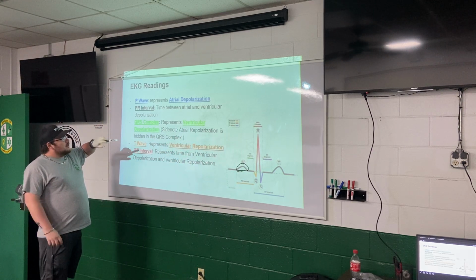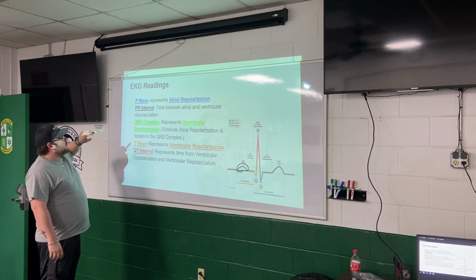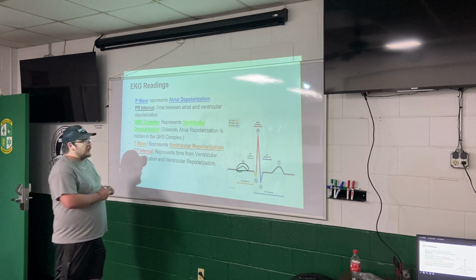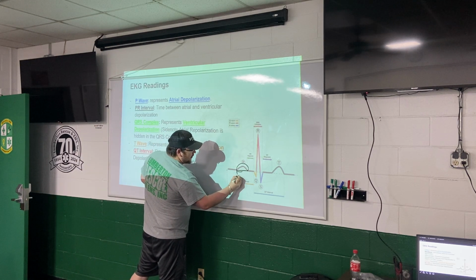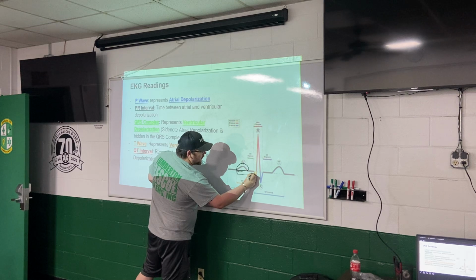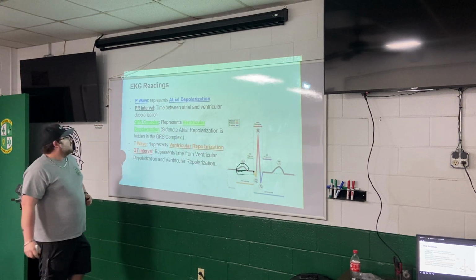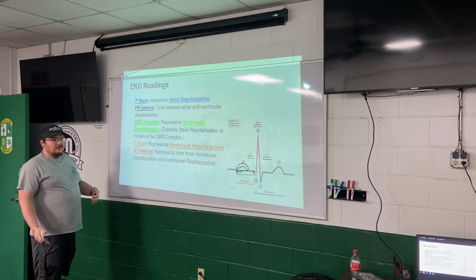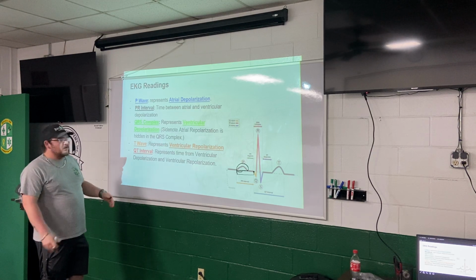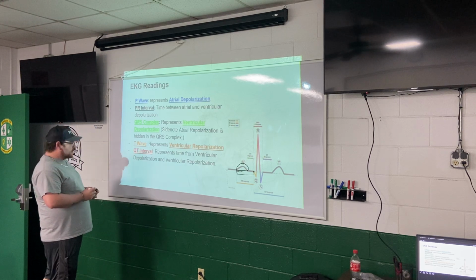Your PR interval is going to be the time between your atria and your ventricles depolarizing. So from the start of your P wave right here, all the way up until you see this little line right here, that's going to be your PR interval. Normally a PR interval is going to be 0.20 seconds or less. And we'll get into that when we go over EKG strip readings.